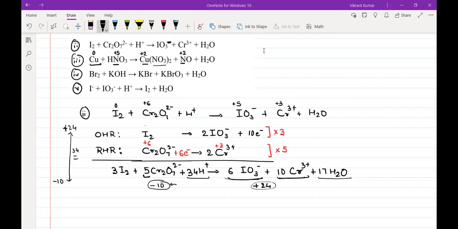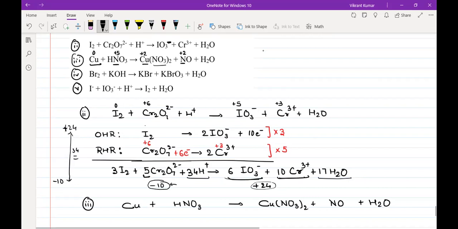Okay. So I'll give you the method, third one. For the third one, we have copper plus HNO3 giving copper nitrate plus NO plus H2O. Let's do it in one step.